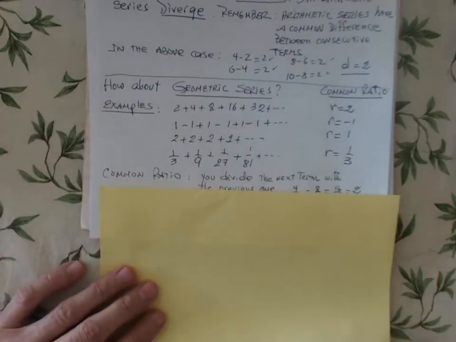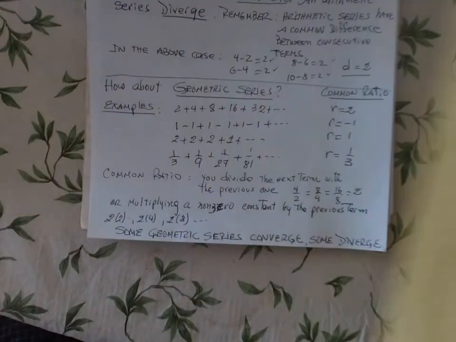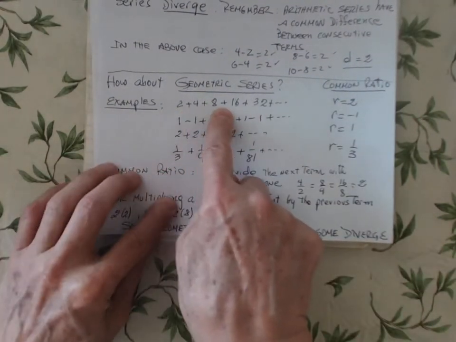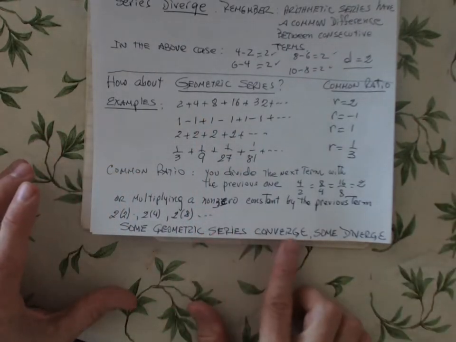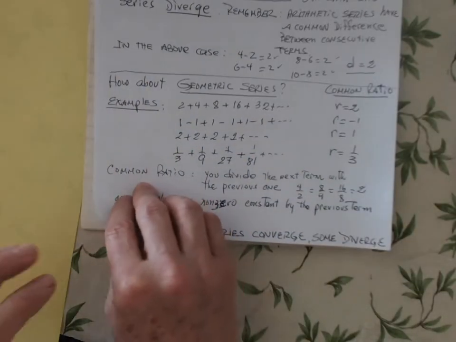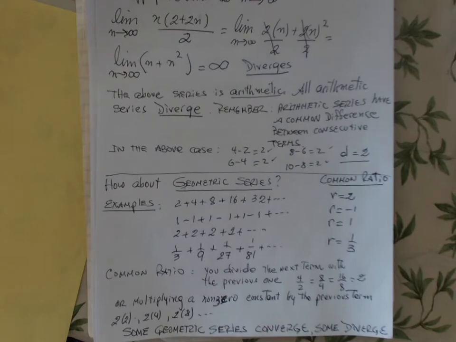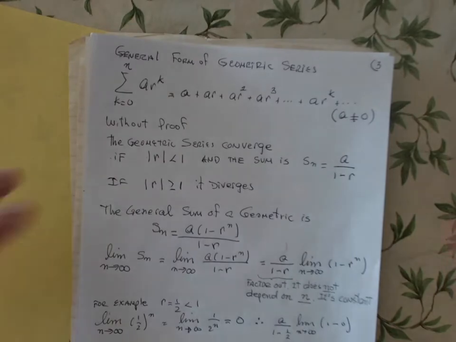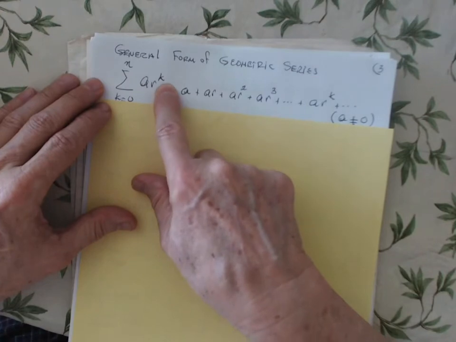So you divide the next term by the previous one and it is always the same, or you are multiplying by a non-zero constant. In other words, 2 times 2 is 4, 2 times 4 is 8, 2 times 8 is 16, and so on. Some geometric series converge, some diverge. Well, let's see what the typical ones are that converge and diverge. The general form of a geometric series is this one. You have a constant here, and you have the ratio to a power.